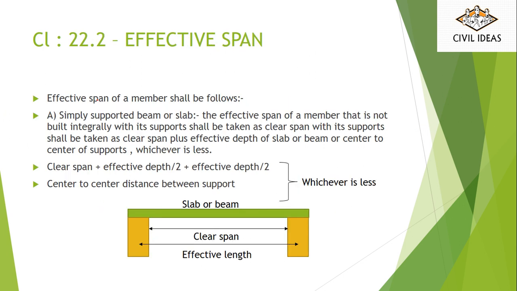Now, what is effective span? As per clause 22.2 in IS 456, effective span of a member shall be as follows for a simply supported beam or slab. The effective span of a member that is not built integrally with its supports shall be taken as clear span plus effective depth of beam or slab, or center to center of supports. That means you have to take clear span plus effective depth of beam or slab, or the center to center distance. Out of these two, whichever is less will be considered as the effective span.